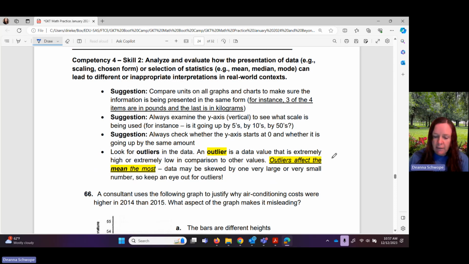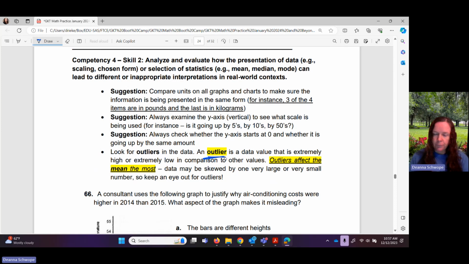Also, make sure you're looking at the X and Y axis to make sure what the scale is. We kind of did that in the 2 ones before now. Always check whether the X-axis starts at 0. That's important. And look for outliers in the data.